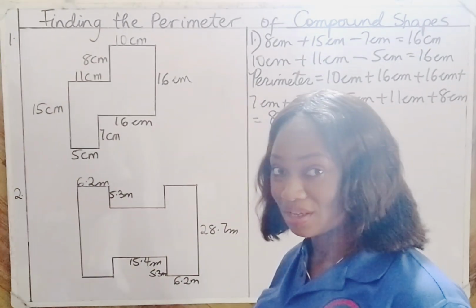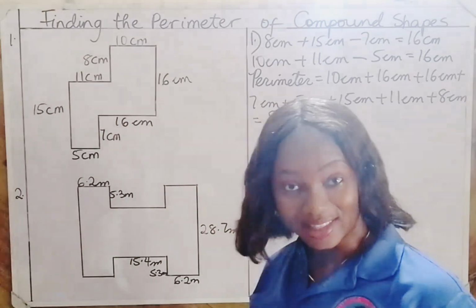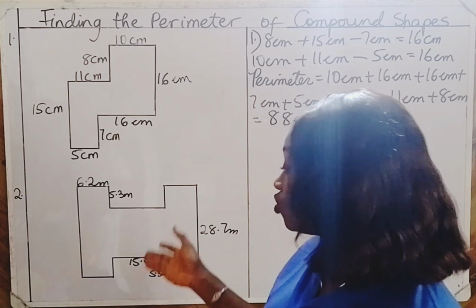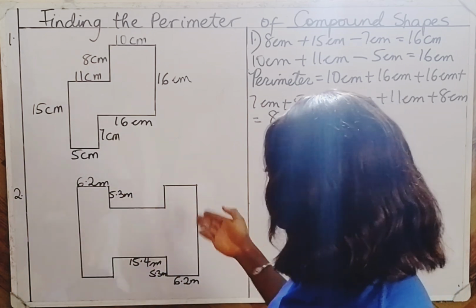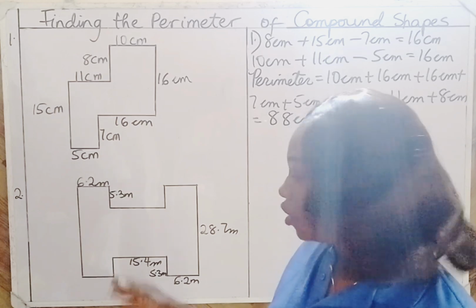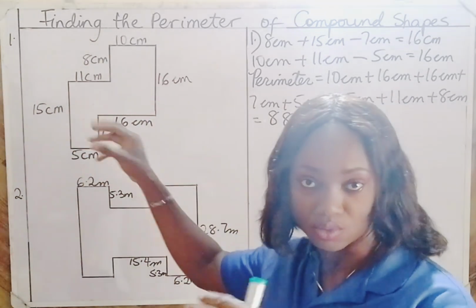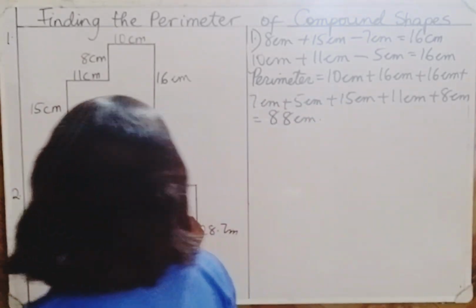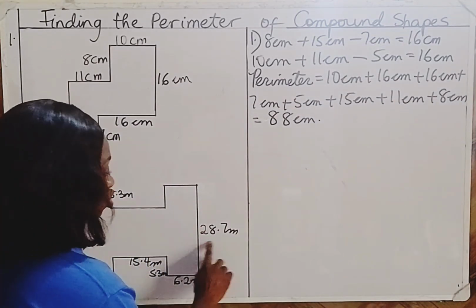Look at this shape. What do you think of it? Easy peasy lemon squeezy, right? Okay, now here we've been given the values for each of the lengths. It's just for us to fix them. Unlike the first one that we'll have to add and subtract like that, but in this case we're not doing any of that.